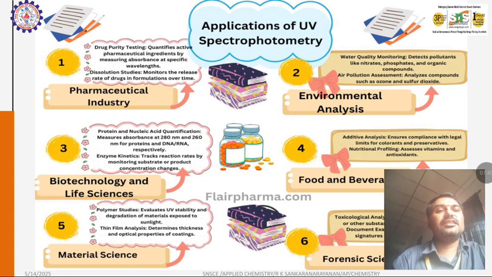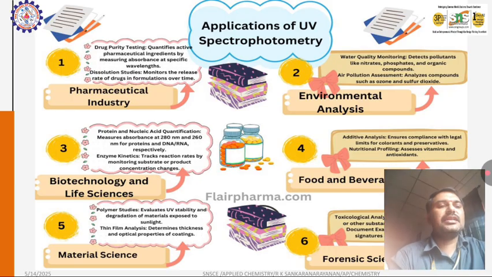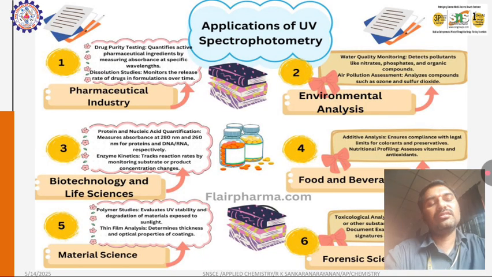One more thing, these are the applications: pharmaceutical industry, biotechnology and life science, material science and environmental analysis, food and beverage, and forensic science. The basic instrument for these is the UV spectrophotometer. It is very basic and essential for the analysis of chemicals in all departments, because you can find the concentration, strength, error analysis, lone pairs of electrons and chromophore existence.